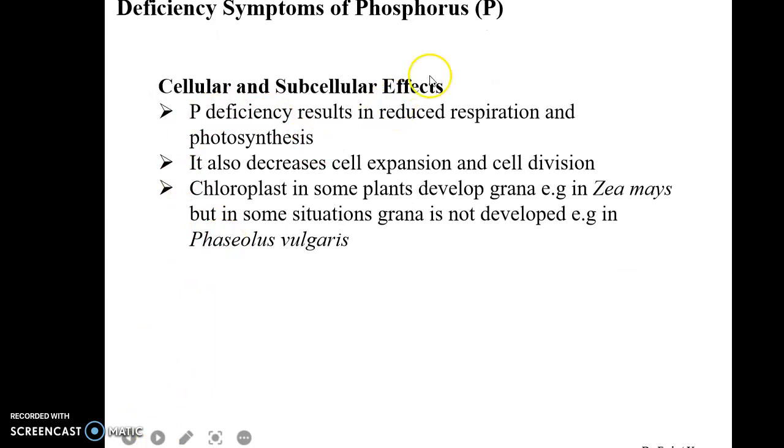At the cellular and subcellular level, phosphorus deficiency results in reduced respiration and photosynthesis. It also decreases cell expansion and cell division. Chloroplasts in some plants develop grana, for example in Zea mays, but in some situations grana are not developed, for example in Phaseolus vulgaris.